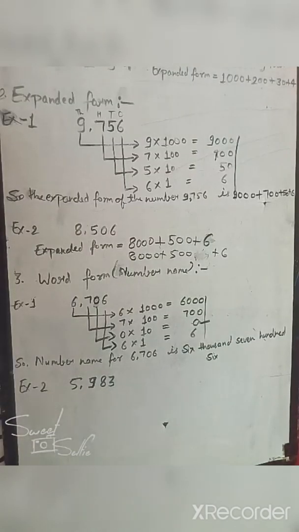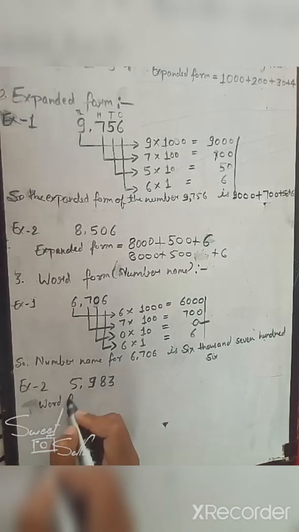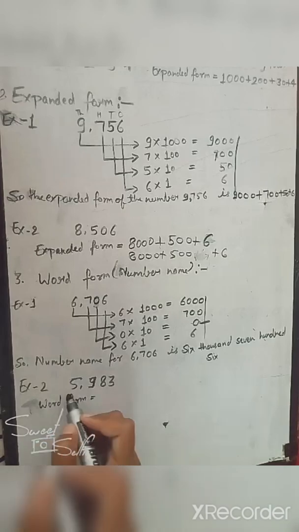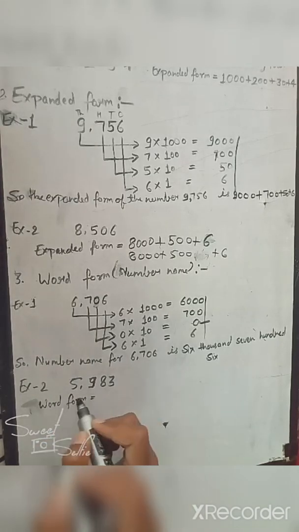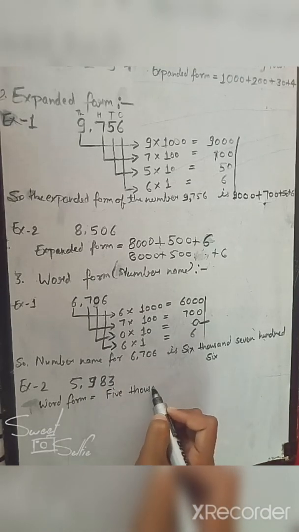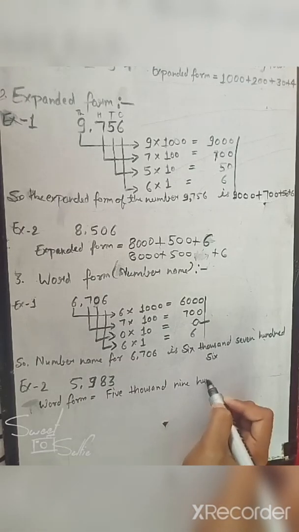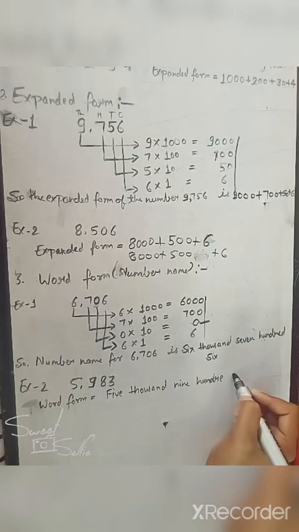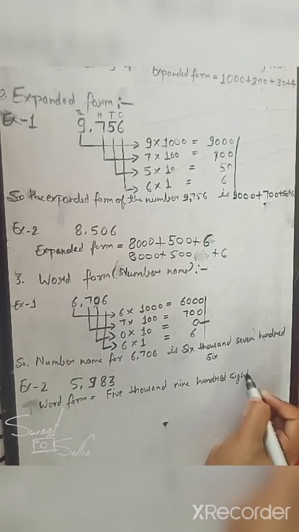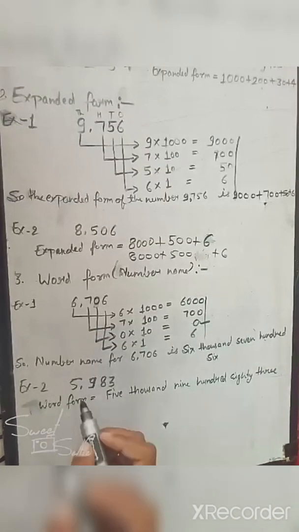See the next example, 5983. We have to write it in word form. So read this number. How do we read it? 5000, 900, 80, 3. 5983. This is the word form of this number.